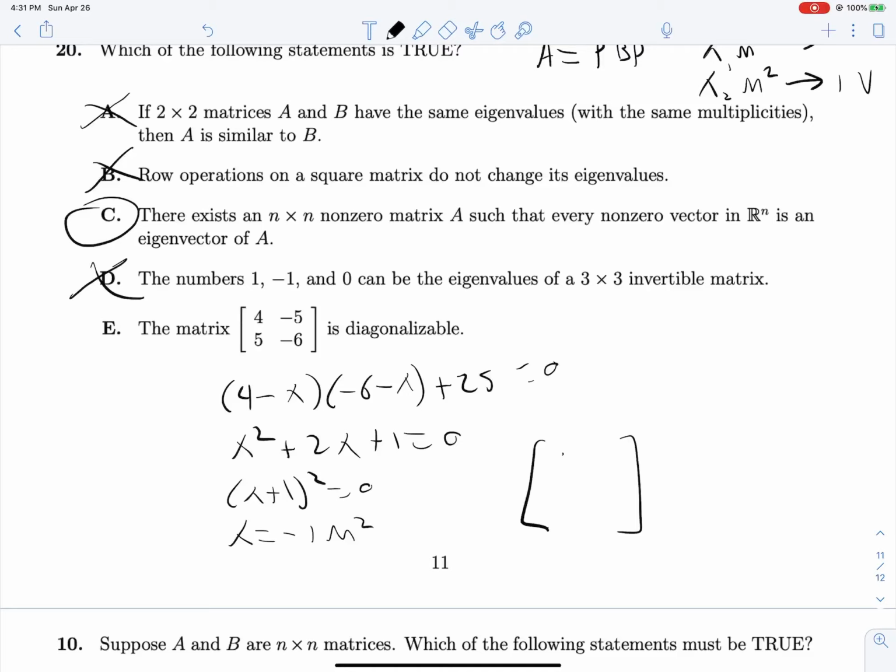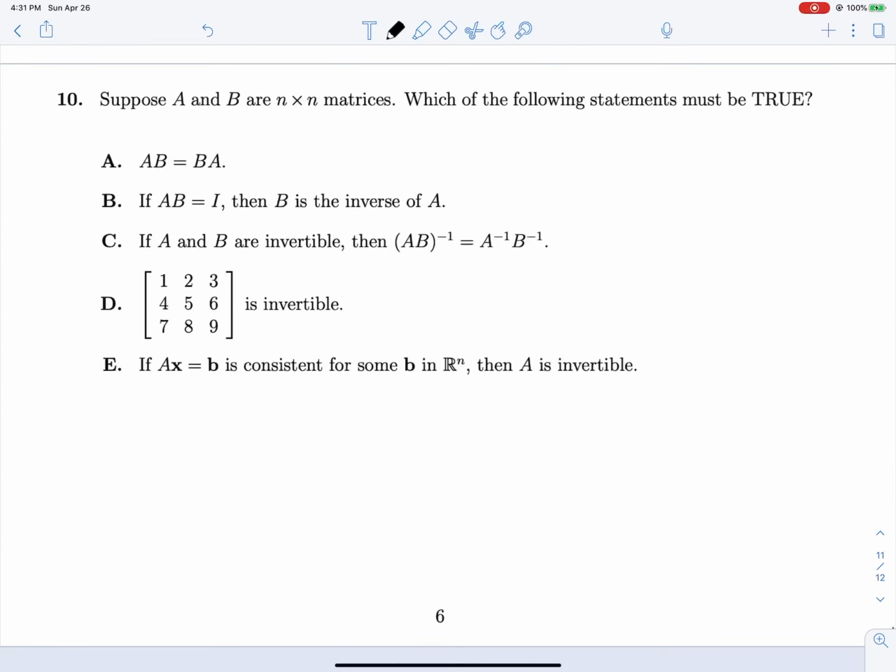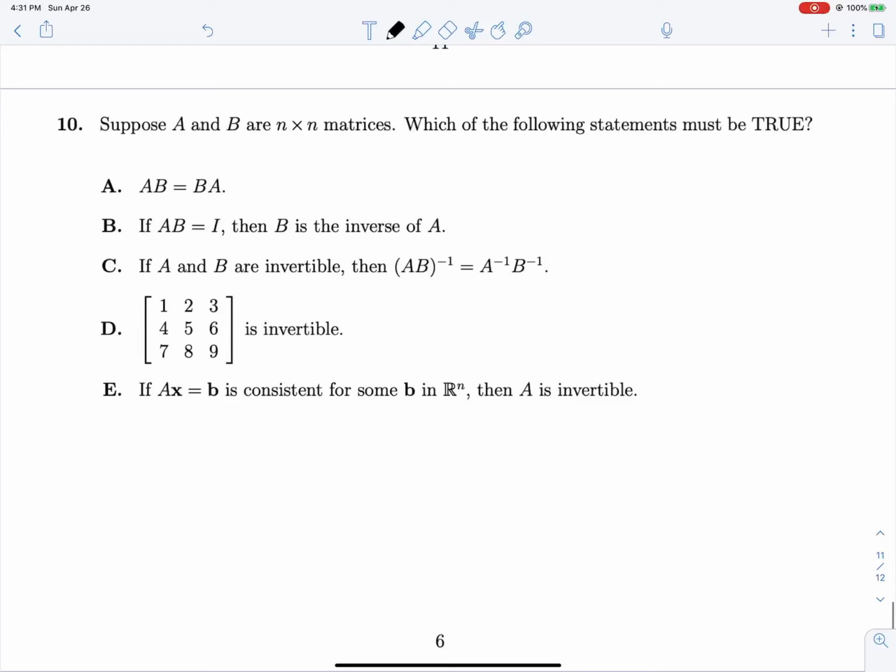And we'll get 5, -5, 5, -5. That's not the 0 matrix. We'll only have 1 free variable, and as a result, this thing isn't diagonalizable because we only have one eigenvector when we need 2. Finally, last question. This was a lot less painful than I thought it was going to be.